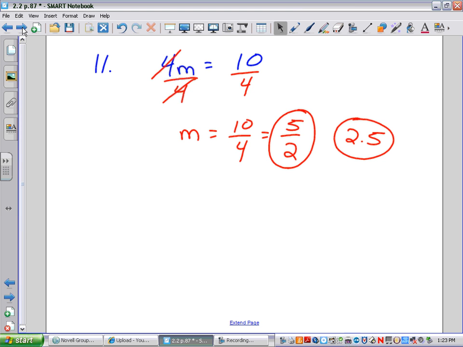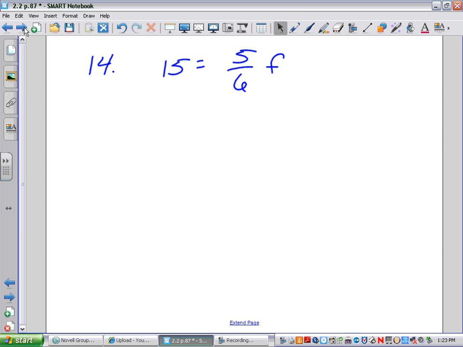The next problem, 3 more to go. Number 14, please. 15 equals 5/6 times, I'm going to put the times sign in there in red, times f. I'm going to reverse this. I'm going to put 5/6 f equals 15. I like to have my variables over on the left.